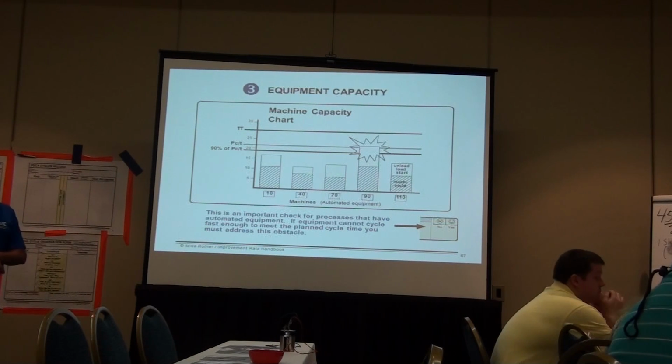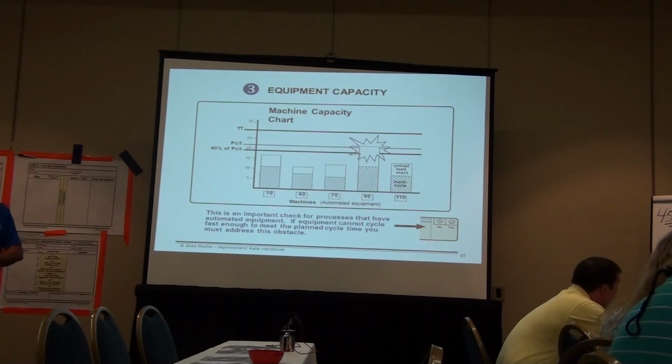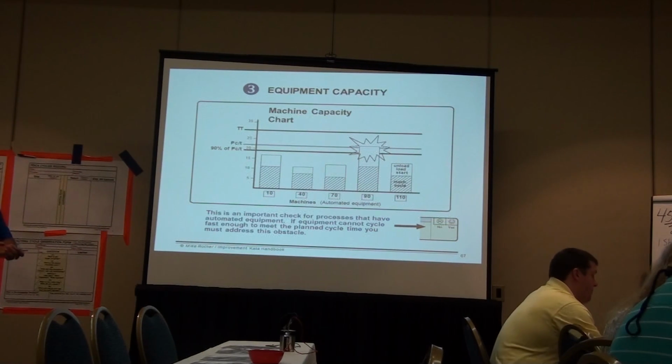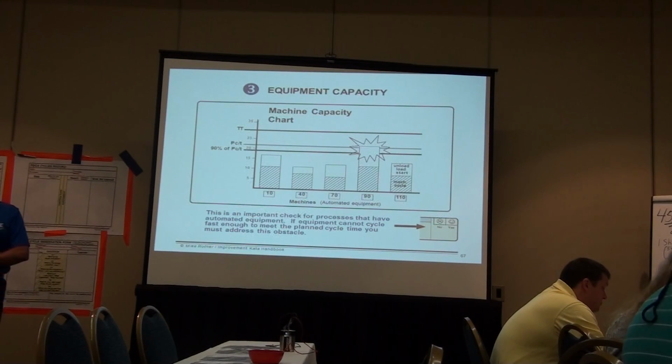This means yes, this means no. Those say the guideline is only for automated machines, not operator-assisted machines. I think it's the same deal: if it can't cycle once within takt, then we have to go there. In this case, we've got the machine cycle time, and then actually probably the operator load and unload.